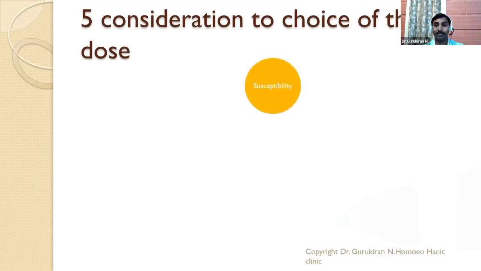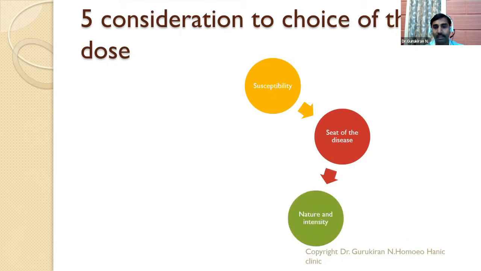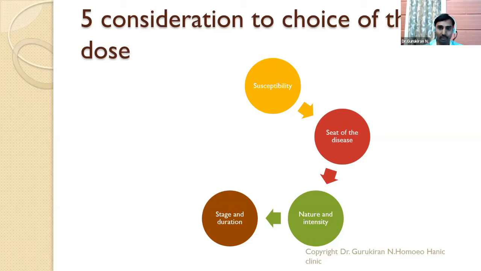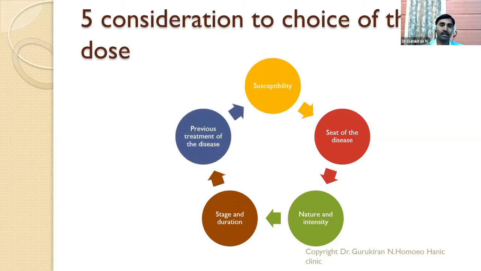So, five considerations to the choice of the dose. What is that? It is susceptibility. We should look upon the susceptibility of the patient, each and every case, before prescribing the dosage. And the seat of the disease, the nature and intensity. What is the nature? Is it a chronic case? Is it an acute case? And how is the intensity? Is it severe or is it mild? That we should consider. And the stage and the duration, how long it has been there, and at what stage it has come to the clinic, and the previous treatment of the disease. Is there any previous treatment or any abuse of any other drugs? We should also consider all those things. These are the five considerations to the choice of the dose. This is very, very important before the prescription.